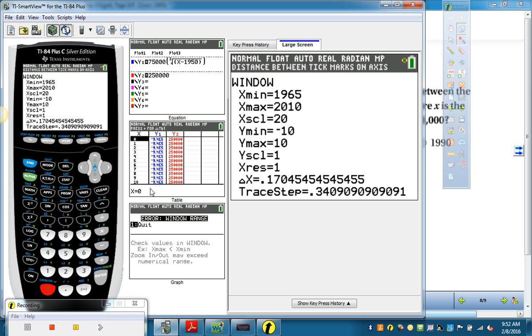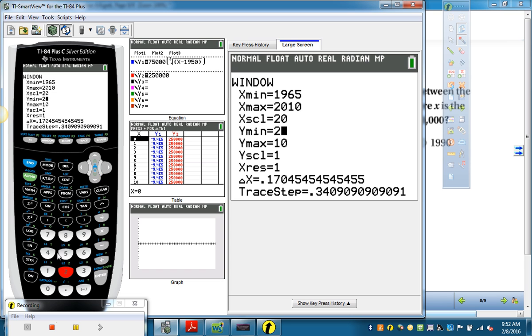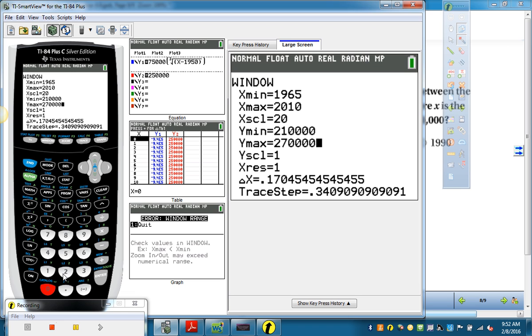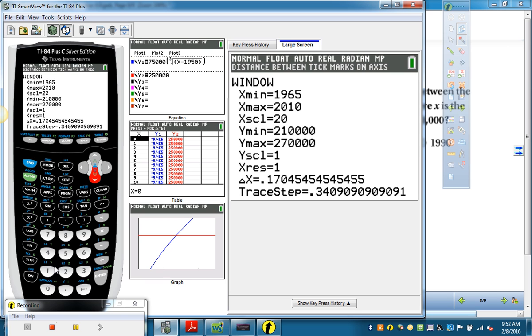All right, and what about our Ys? We need to get 250,000 in there. I would start at maybe 210,000 up to 270,000. So I've got 250 right in the middle. And what about my scale? I'm going to go bigger. These are 10,000s. I'll say 150. And I'm going to press graph.